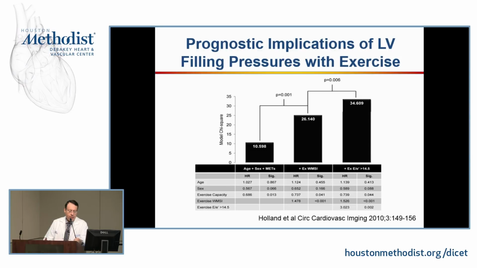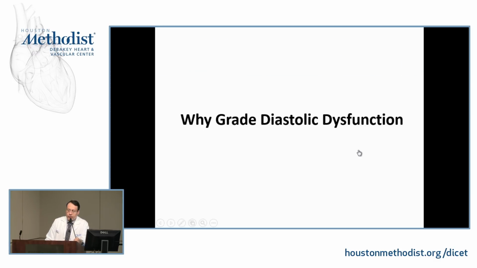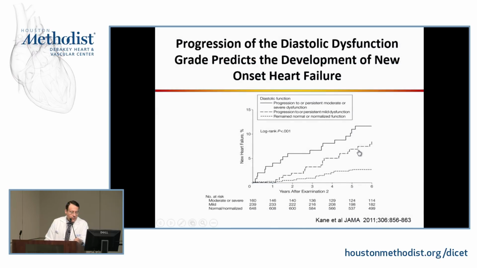Importantly, if you look at the prognostic value of E to E prime with exercise, it adds compared to clinical data, compared to exercise EKG, compared to echo wall motion score index. Why do we grade diastolic dysfunction? We grade diastolic dysfunction because progression of diastolic dysfunction is a predictor of subsequent development of heart failure.